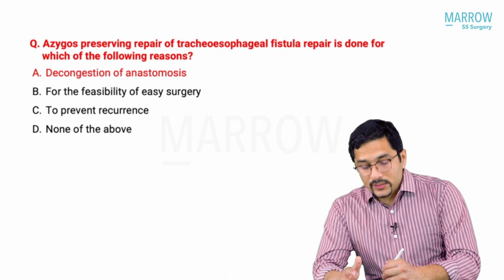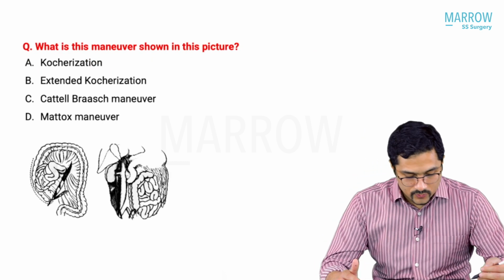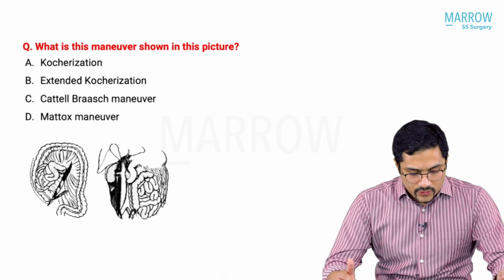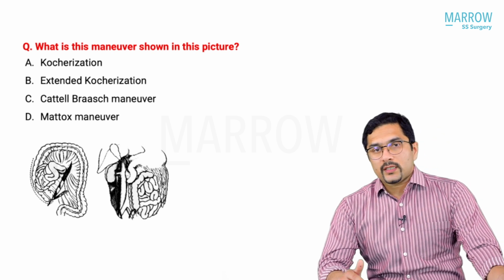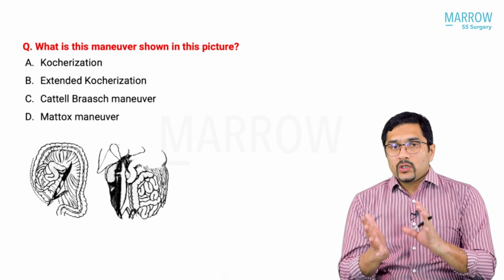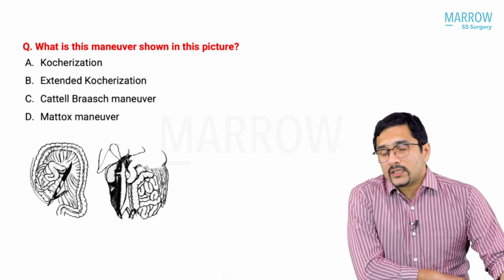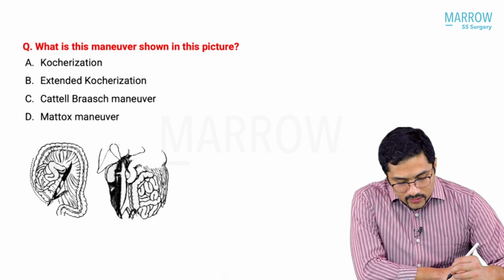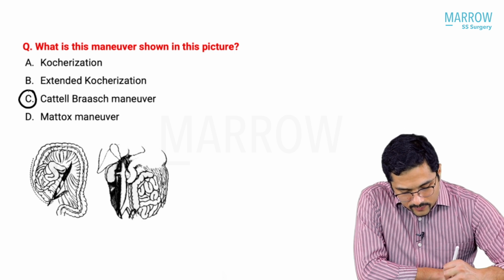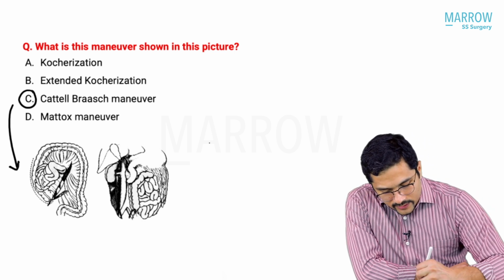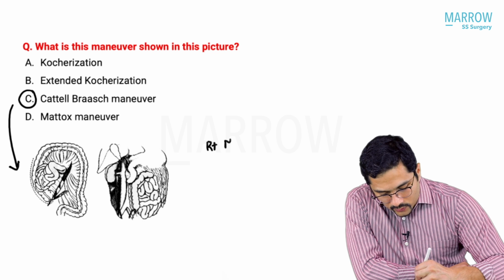So, this I have already mentioned, this is for decongestion of anastomosis. Which of the following maneuver is shown in this picture? Again, these maneuvers, Cattell-Braasch and Mattox procedures, are frequently asked in the exam. This, you know, is a Cattell-Braasch maneuver, which is right medial visceral rotation.